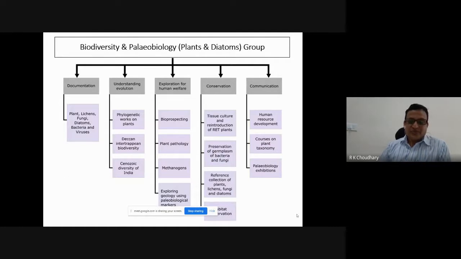So this was just a brief about my institute, Agharkar Research Institute. For those who don't know, the institute is named after Dr. S.P. Agharkar, who was a very famous botanist, and he finished his PhD under the famous Dr. Engler, and this institute was named after him.